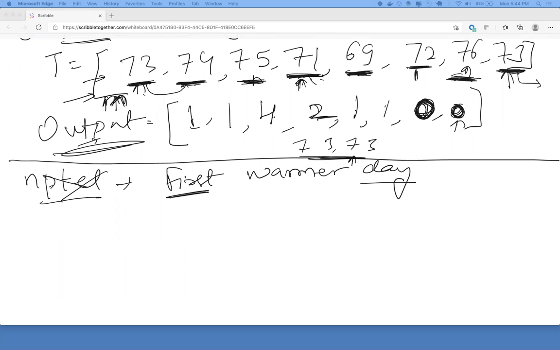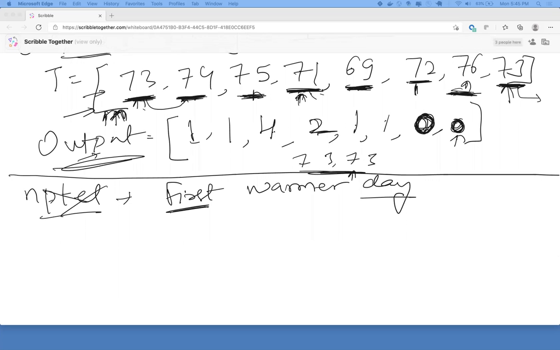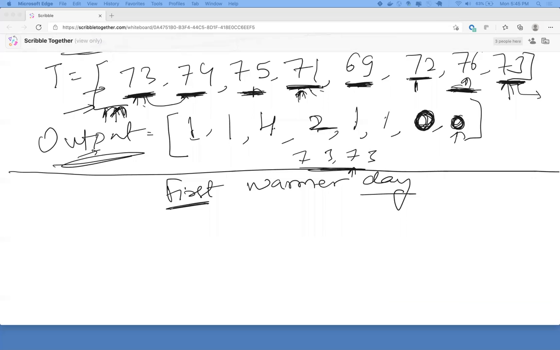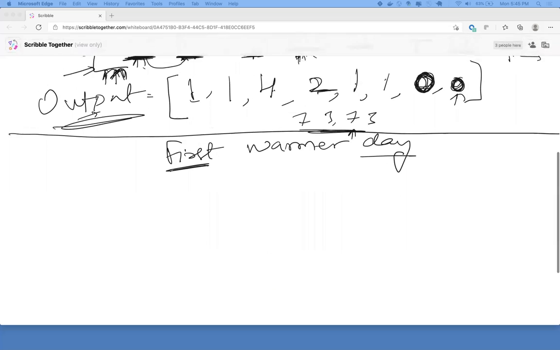So basically, for 73, you check: find me a day which is greater than 73. As soon as you see a temperature which is greater than 73, that's the answer for that day. Clear? What happened? Any doubts? Ask. No, we understood the question. Okay. So yeah, any ideas like brute force?